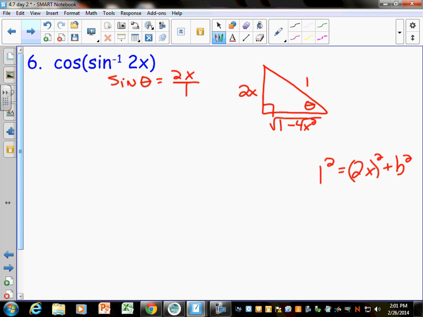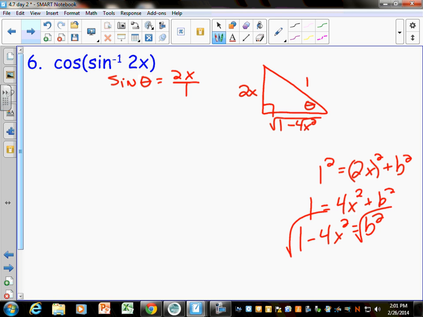c squared equals a squared plus b squared. So 1 squared equals 2x squared plus b squared. So 1 equals 4x squared plus b squared. So 1 minus 4x squared equals b squared. Right? In second hour, someone said, couldn't you take 4x squared minus 1? No, because you have to subtract this over with the hypotenuse, right? The hypotenuse is always bigger. So it's really important that you have 1 minus 4x squared, not 4x squared minus 1. So if you need to do it out, work it out.